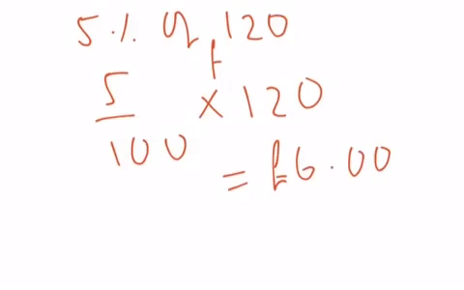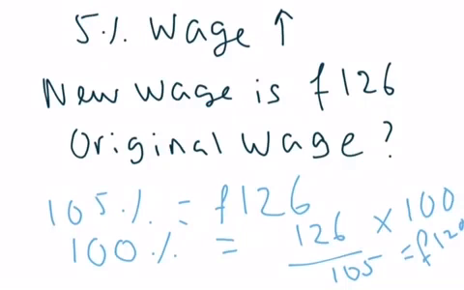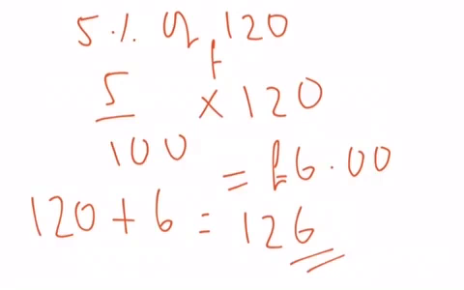So if I increase my old wage by £6, so 120 plus 6 equals 126. If we go back, we can see that we were told the new wage is £126. So we know we have done this correctly.